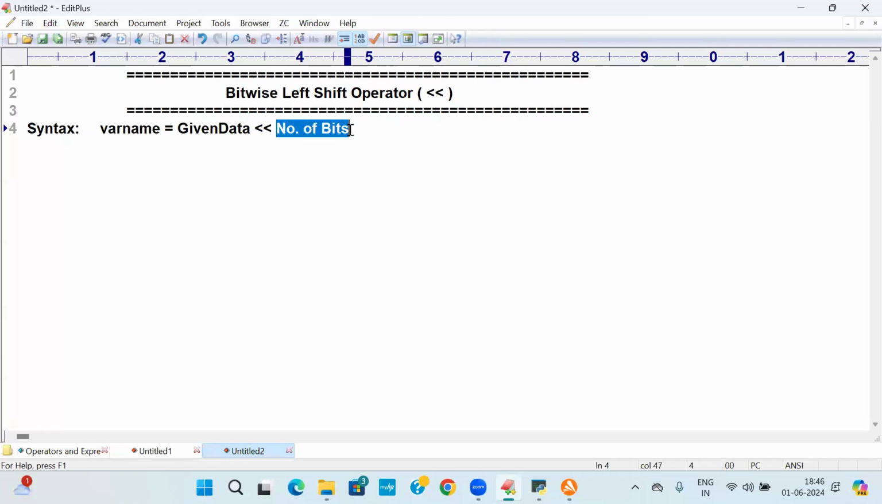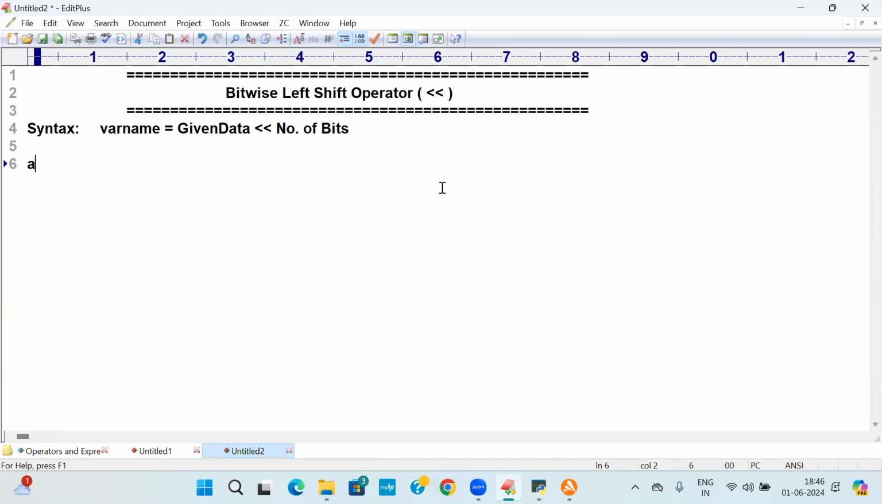Which side am I adding? Student, the symbol of the arrow, this is which side? Towards the left side. What does this indicate? Bits. Why am I representing bits? Because the data is converted into the form of what? Binary. Okay.